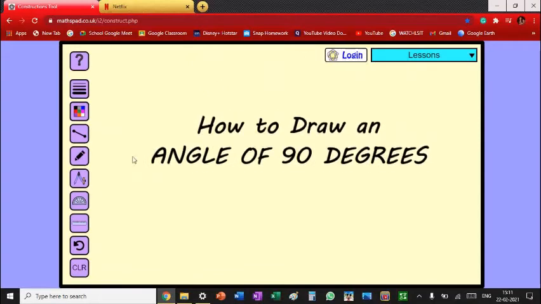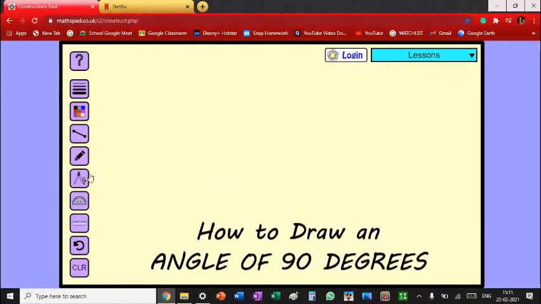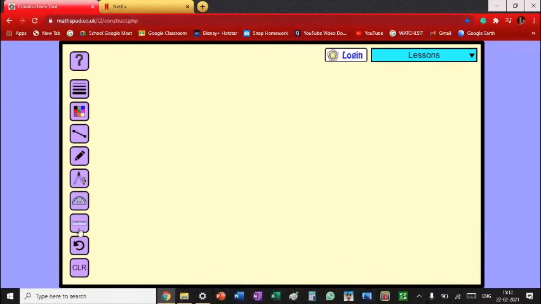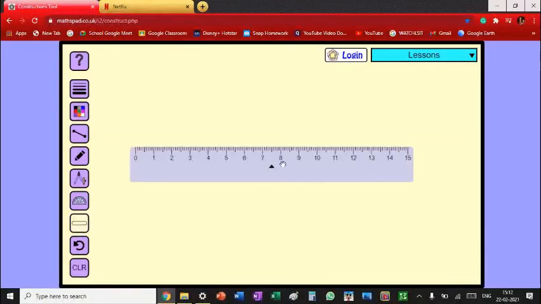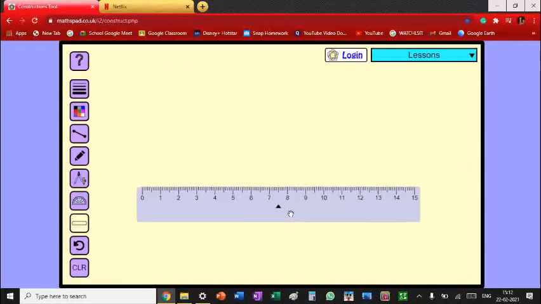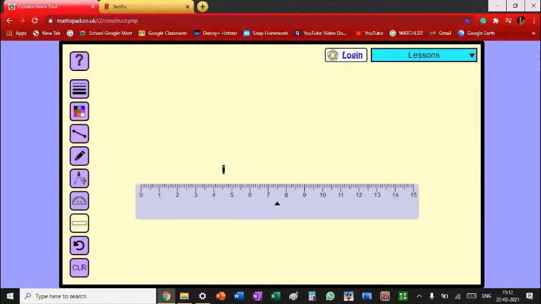Everyone, today I'm going to use the constructions tool to tell you how to draw an angle of 90 degrees with the help of only a compass and a scale. Okay, let's start. First, take a scale and draw a line of, let's say, 5 centimeters.